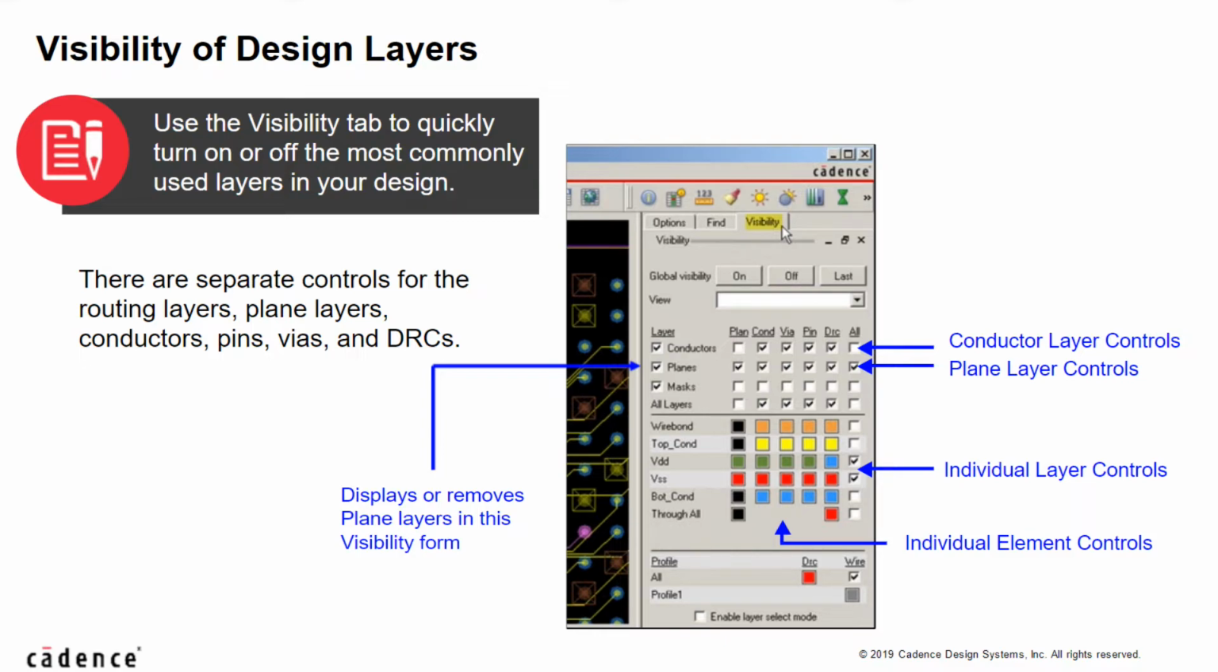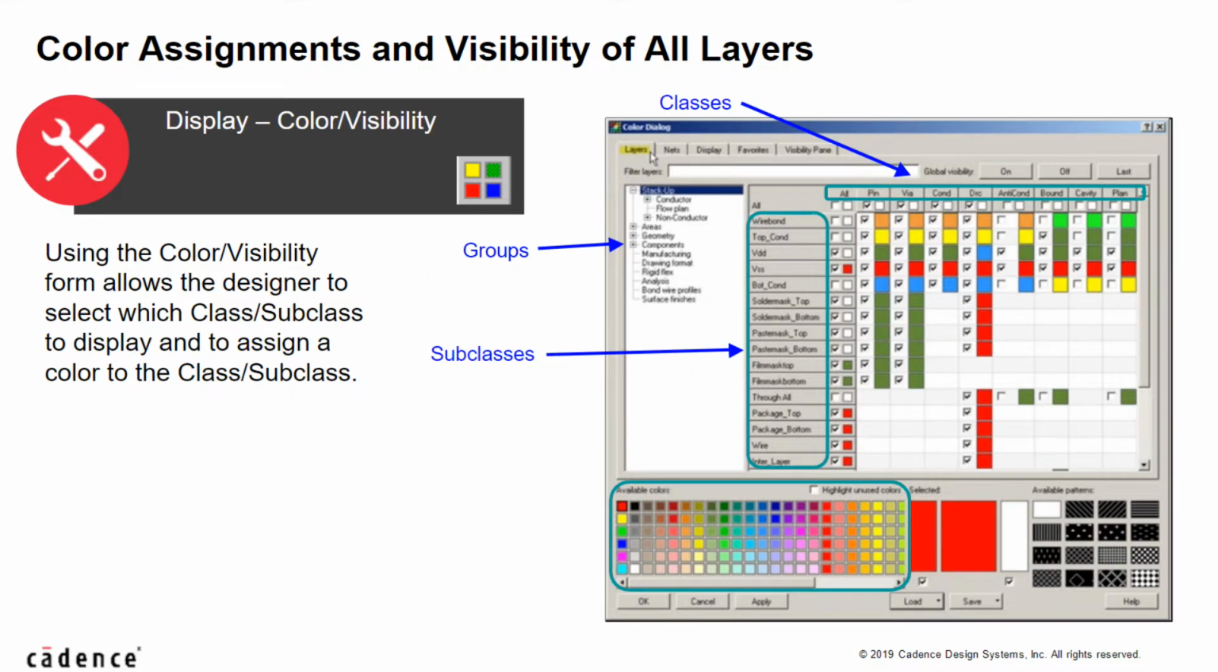By selecting the All checkbox, the visibility for the pins, vias, conductors, and DRCs can be turned on or off for all plane layers. Selecting the box under the All column turns on or off an entire layer. Views allow you to save and restore predefined visibility settings. The visibility of each class and subclass may be turned on or off, and you can control which color to use for each class and subclass.